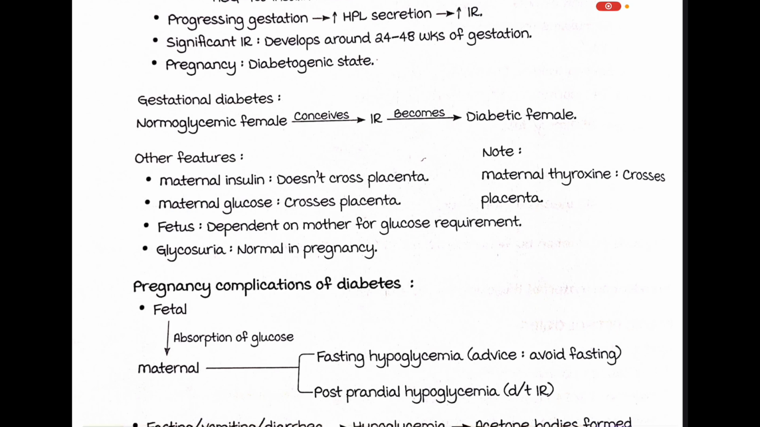Gestational diabetes: a normoglycemic female conceives, insulin resistance develops, and she becomes a diabetic female. Other features: maternal insulin doesn't cross placenta. Maternal glucose crosses placenta. Fetus is dependent on mother for glucose requirement. Glycosuria is normal in pregnancy. Note: maternal thyroxine crosses placenta.